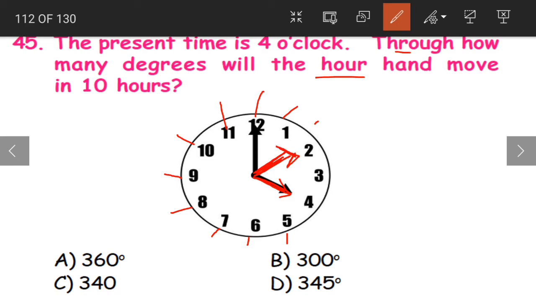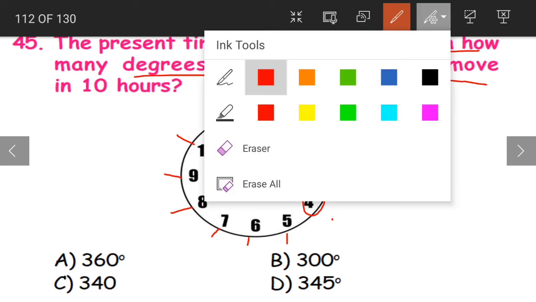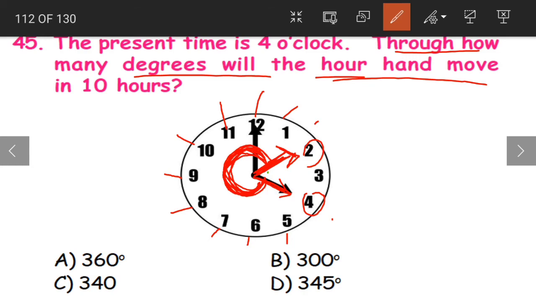Yes or no? So we want to find out through how many degrees the hour hand moves. From here till here. How much did our hour hand move, children? From 4 till 2. See, this is how much it has moved. We do not want to find out the angle between 2 and 4. What are we going to find out? We are going to find out how much it has moved from 4 till 2. This circle that I am showing here, we are going to find out that angle, children. Normally what do we find out? This green part.